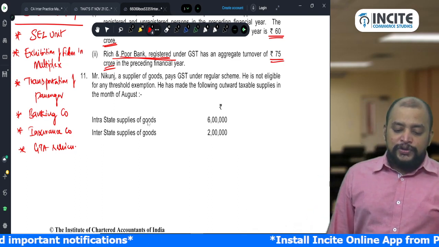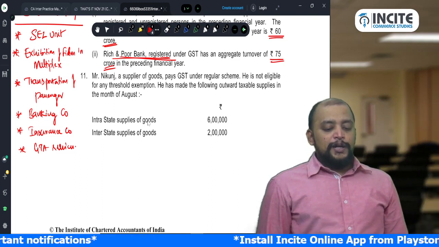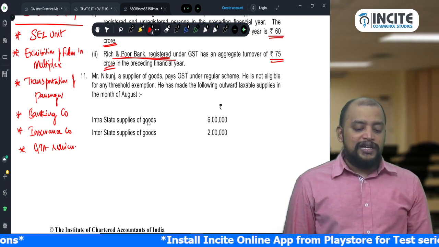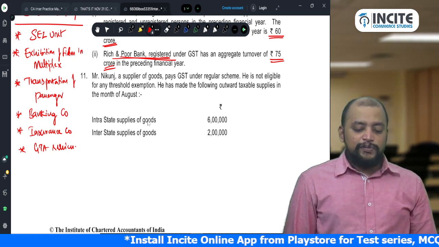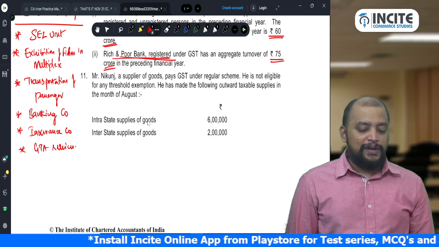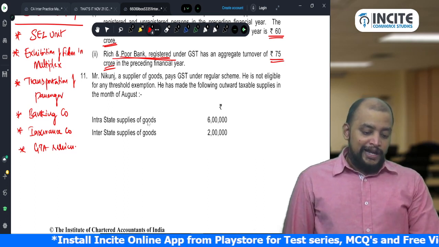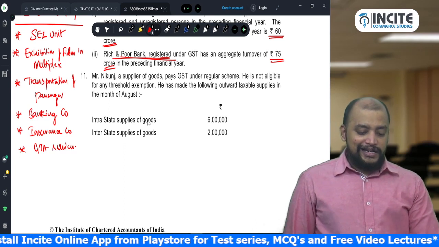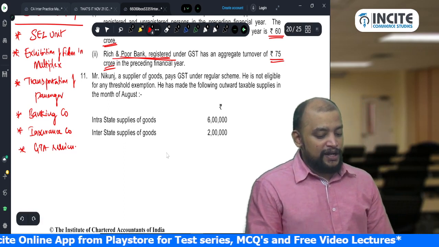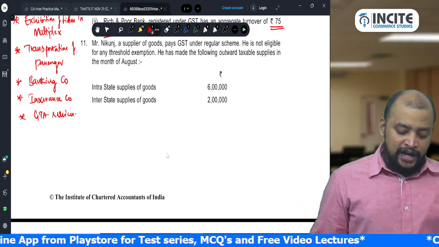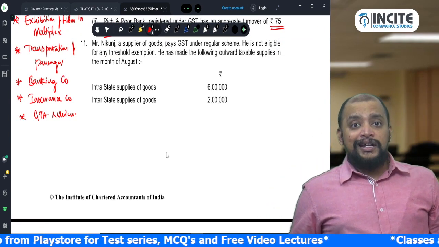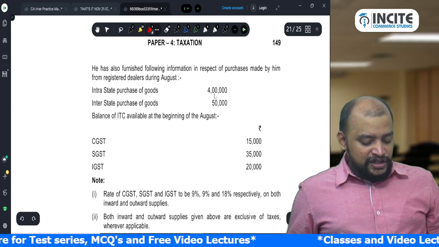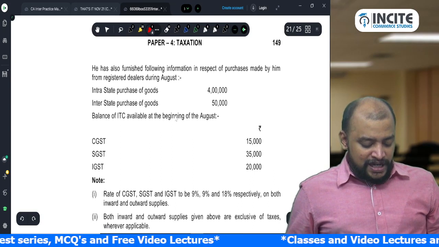Mr. Nikunj, a supplier of goods, pays GST under the regular scheme. He is not eligible for any threshold exemption. He has made the following outward taxable supplies in the month of August: intrastate supplies of goods 6 lakhs, interstate supply of goods 2 lakhs. So we have the liability and the credits. What is the credit? Intrastate purchase of goods and interstate purchase of goods.